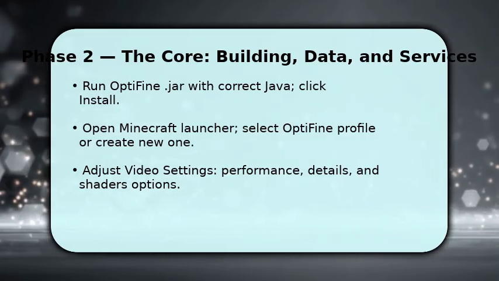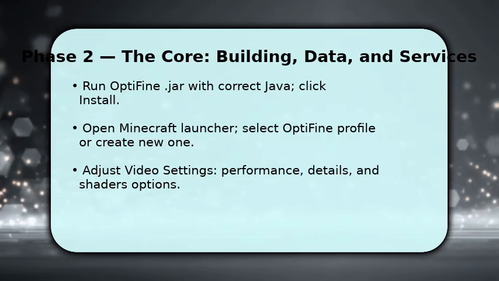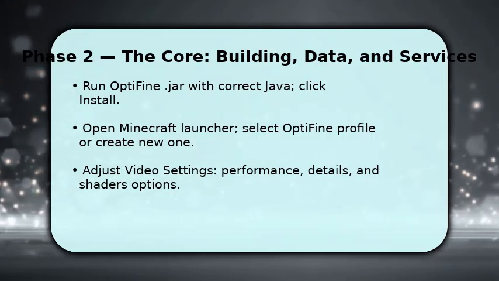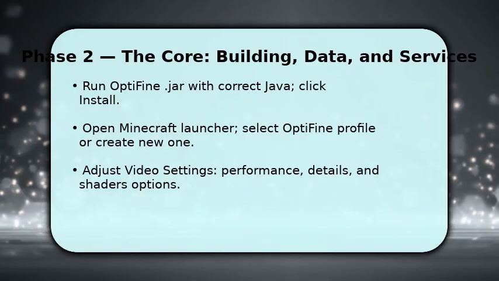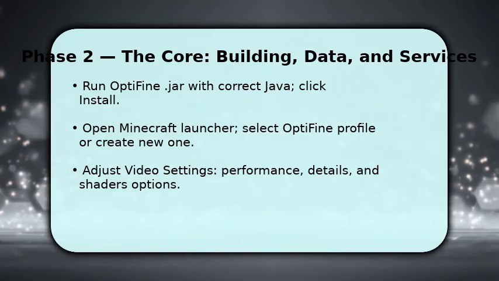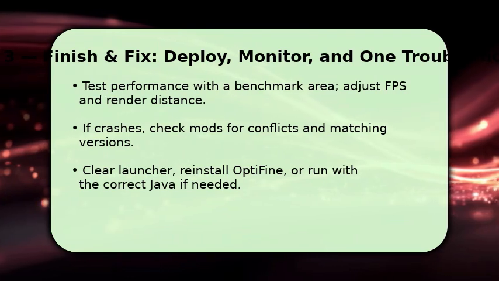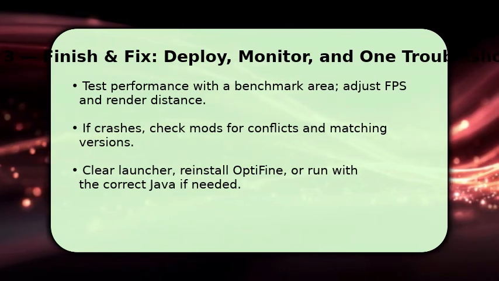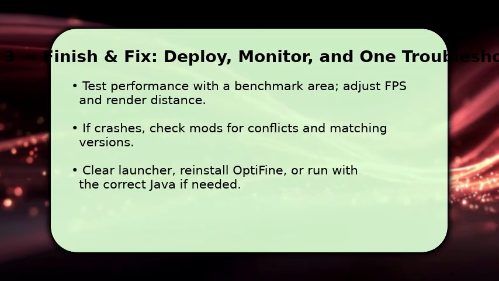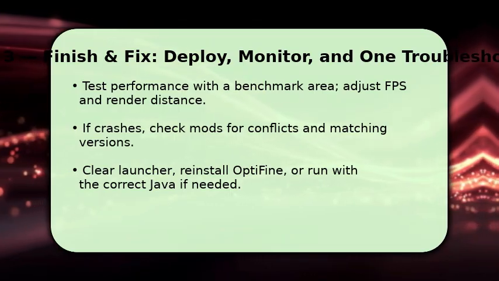After Minecraft loads, go to Video Settings to tune performance and visuals. This is where you balance FPS versus quality, and enable shaders if you plan to use them. You finish by testing in a representative world area to validate FPS and visual quality. Change render distance and animations until performance is smooth.